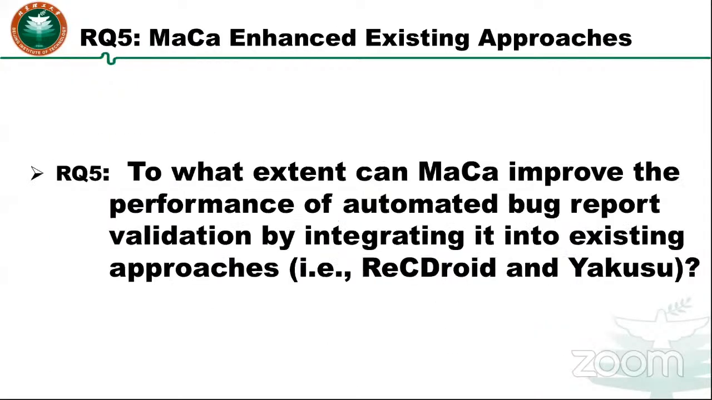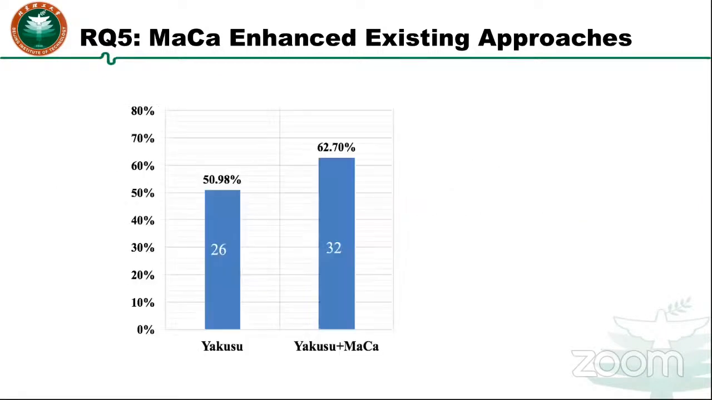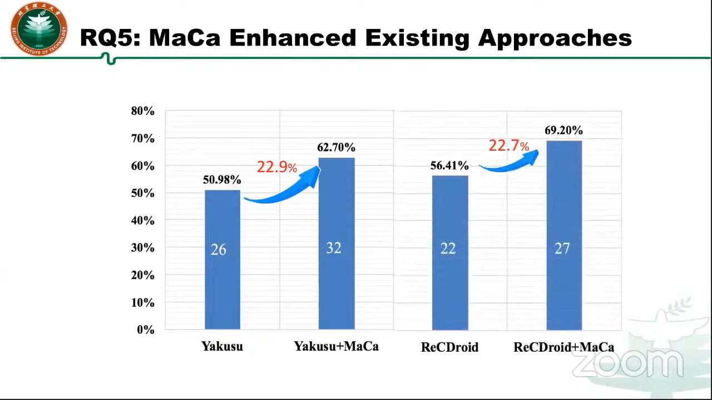The fifth research question: to what extent can Maca improve the performance of automated bug report validation by integrating it into existing approaches, such as Yakusu and ReCDroid? Maca significantly improved the performance of both tools. It has a relative increase of 22.9% on Yakusu. The same was true for ReCDroid, at 22.7%.